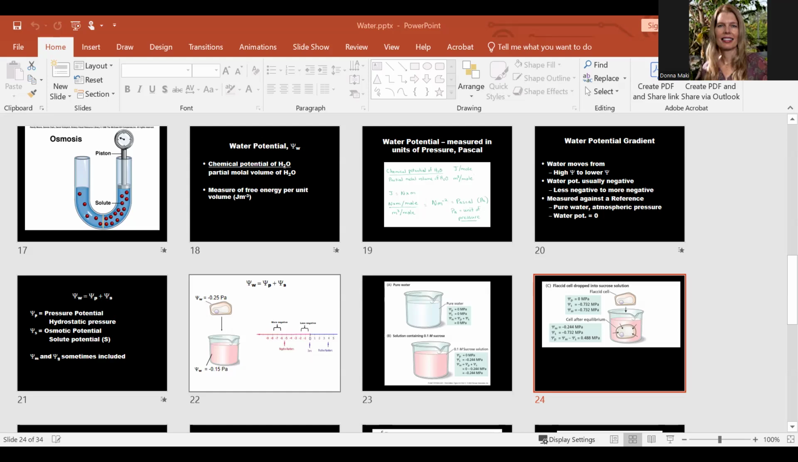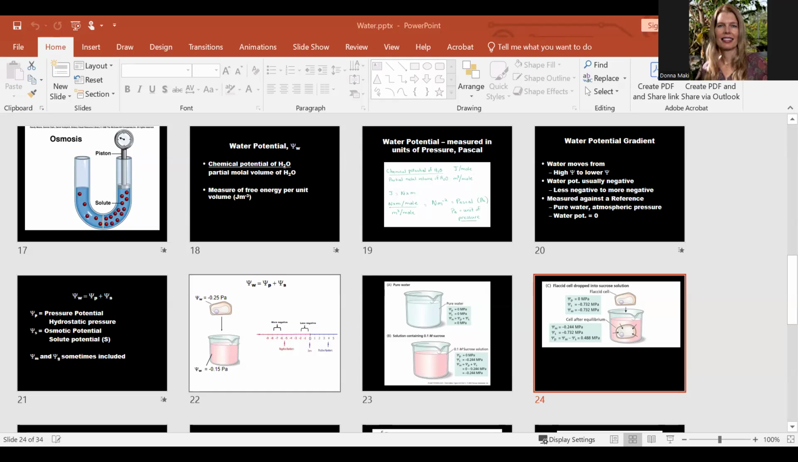But that's transpiration. Any questions on transpiration? What else did we see on that? Okay, yeah, that pretty much covers it.